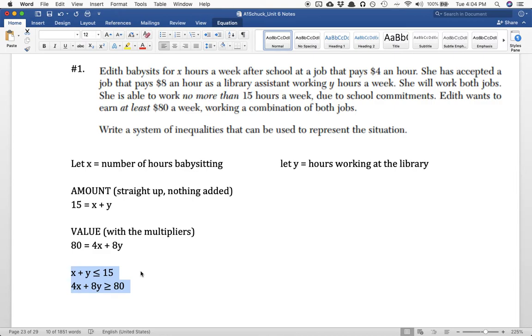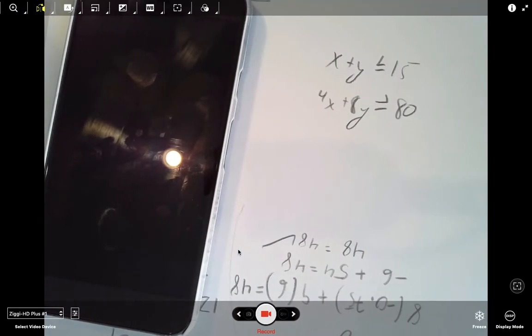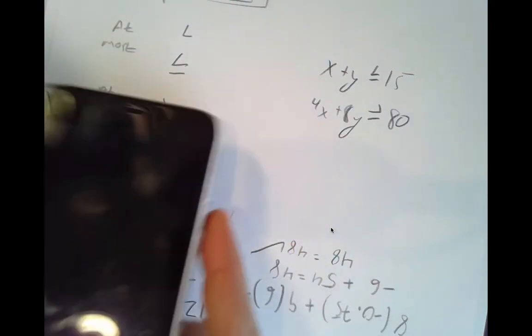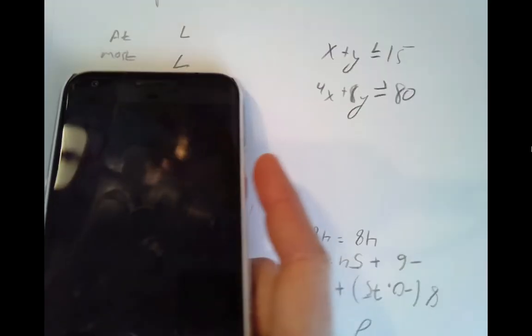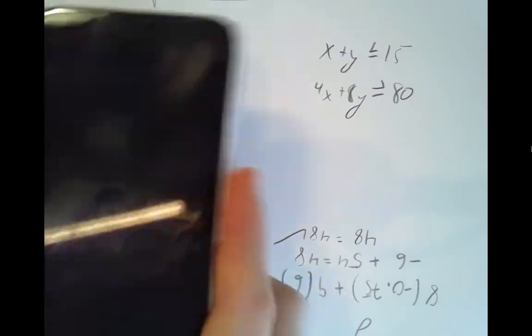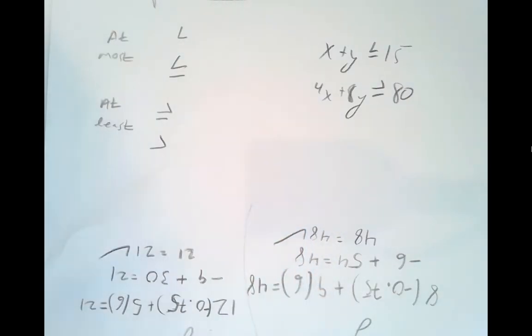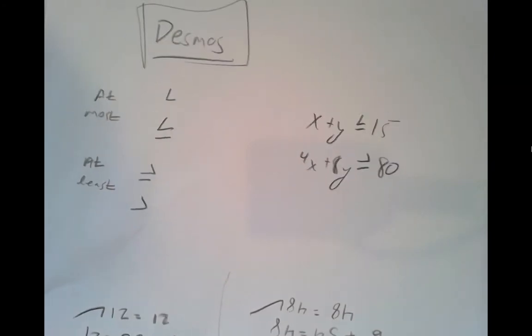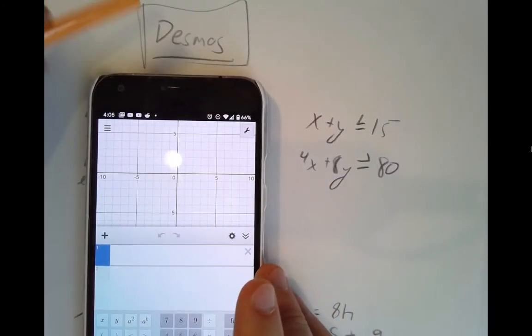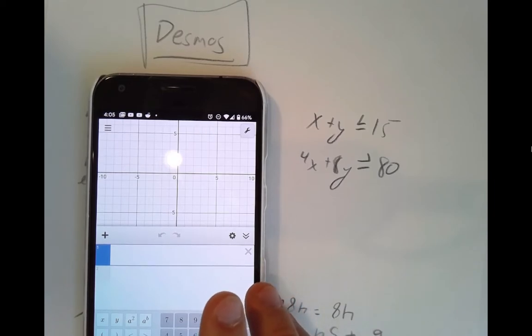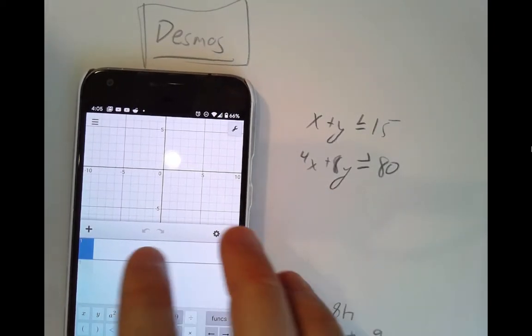So we've got x plus y less than or equal to 15, and 4x plus 8y greater than or equal to 80. Now, Mr. Patillo showed a way to get the TI Inspire calculator on either a computer or a tablet, but you can't get it on a regular phone, iPhone or Android. So what I'm going to show you really quick is another thing that you can use. This app is called Desmos. It is free to use on the App Store or the Google Play Store, and it will graph things for you.